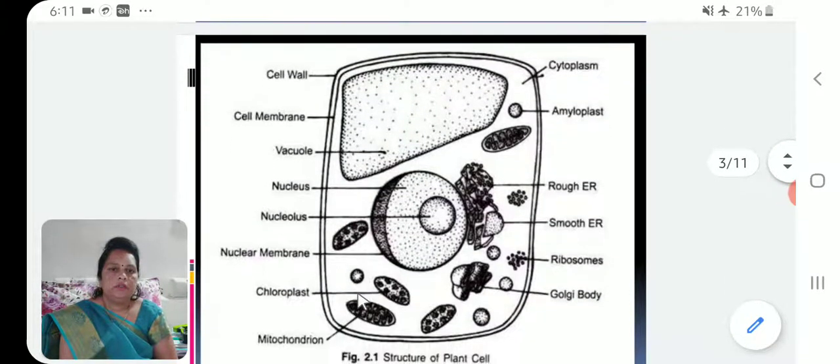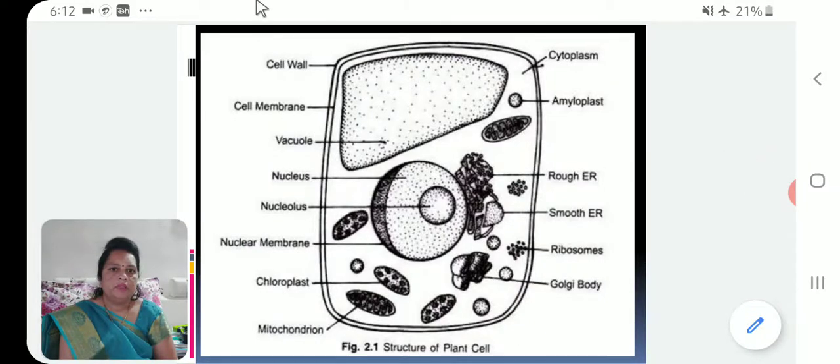So this is the figure of a typical plant cell. Here the outermost covering is the cell wall, and inside that there is the cell membrane, also called the plasma membrane. Here is the big vacuole, here is the nucleus, and inside the nucleus there is a nucleolus, and here is the nuclear membrane, mitochondria, here is a chloroplast, Golgi bodies, ribosomes, smooth endoplasmic reticulum, rough endoplasmic reticulum, amyloplast, and this is the cytoplasm. All these organelles are present in the cytoplasm.